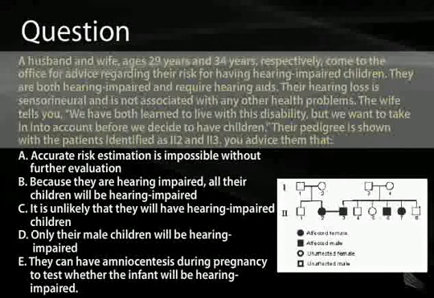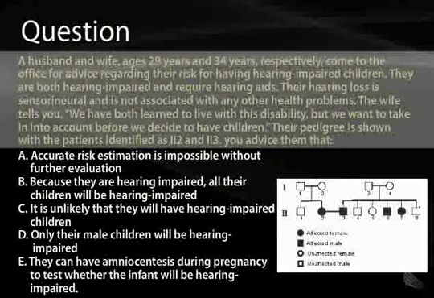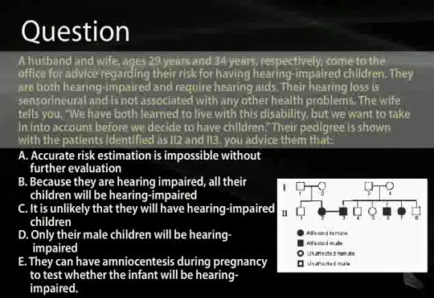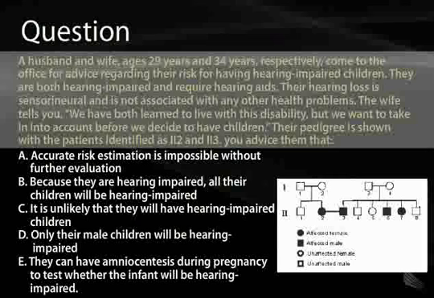Now, you advise them that A, accurate risk estimation is impossible without further evaluation. B, because they are hearing impaired, all their children will be hearing impaired. C, it is likely that they will have hearing impaired children. D, only their male children will be hearing impaired. Or E, they can have amniocentesis during pregnancy to test whether the infant will be hearing impaired.